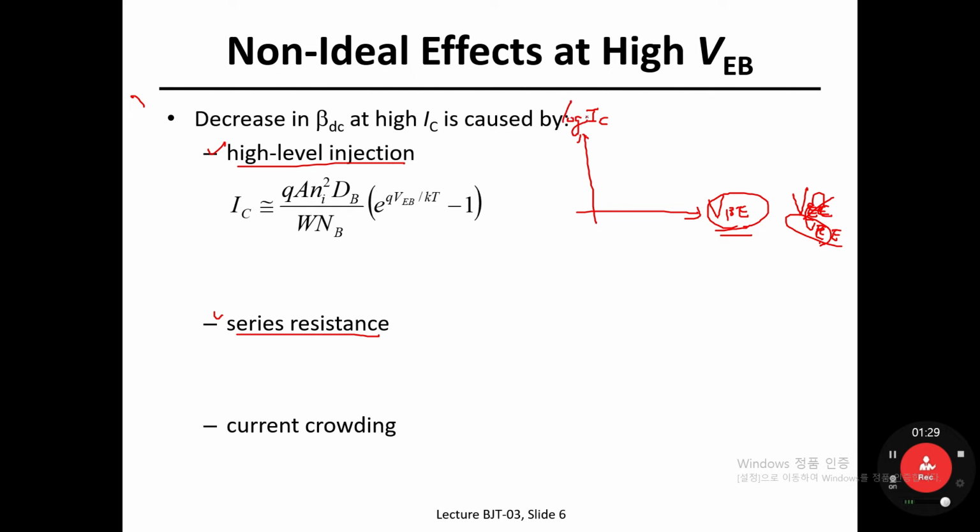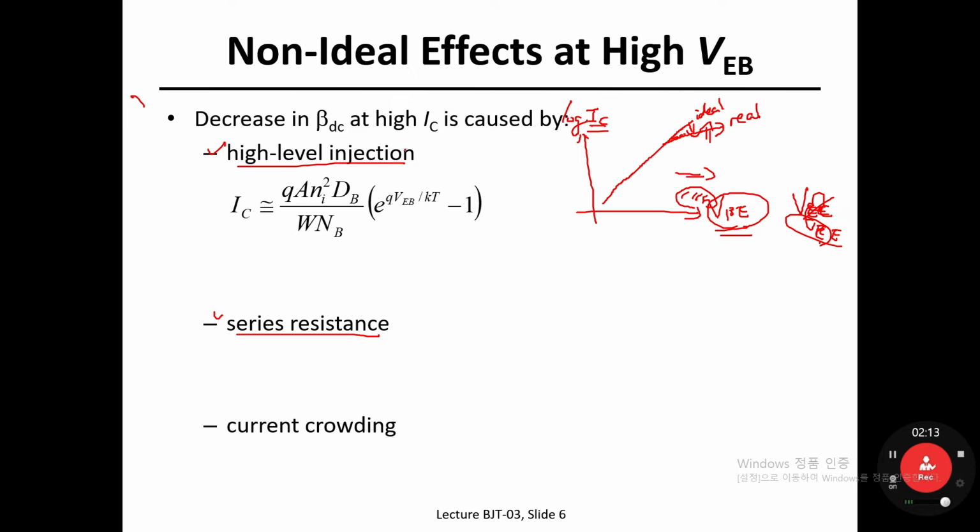So if I draw the y-axis in logarithmic scale, then we expect this I sub C versus V sub BE, which corresponds to the I sub D versus V sub G plot of a MOSFET. So at very high V sub EB, the output current would be degraded. That is ideal, and this is real. As the input voltage increases, the output current is degraded. I mean, the output current is not as high as expected.